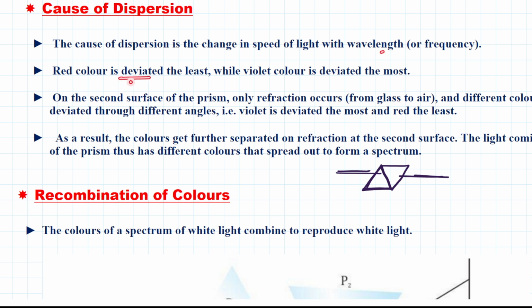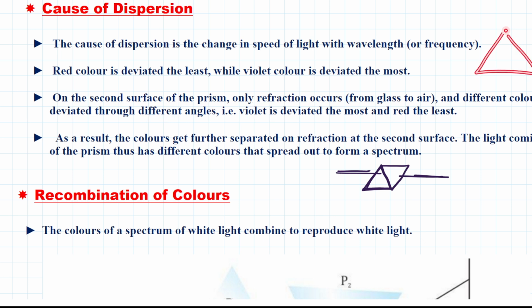Red color is deviated the least, so it has the greatest wavelength, while violet color is deviated the most, so it has the least wavelength. On the second surface of the prism, only refraction occurs from glass to air. Glass is medium 1 and air is medium 2. So when the ray is passing from glass to air, refraction occurs, and different colors are deviated by different angles, that is, violet is deviated the most.